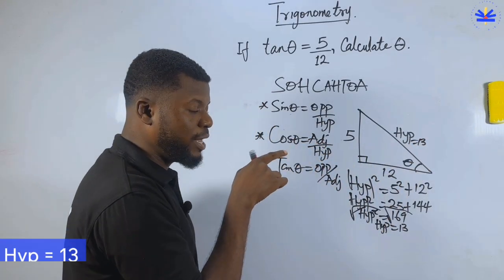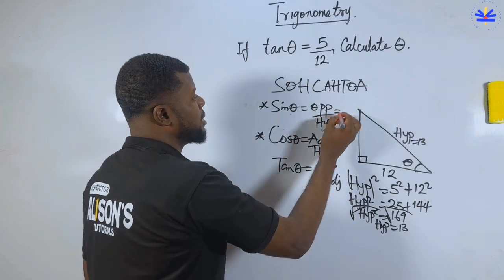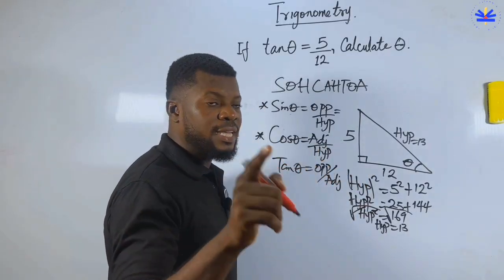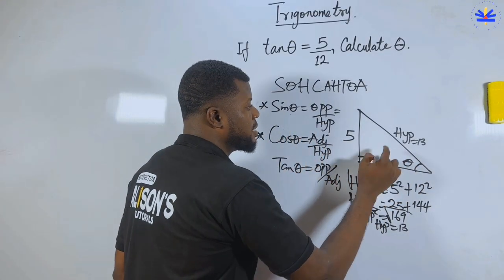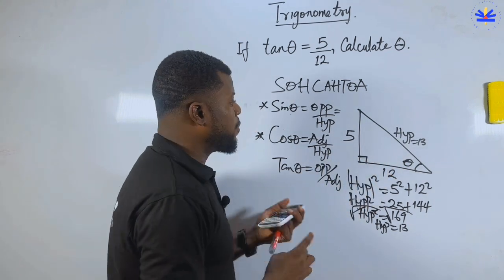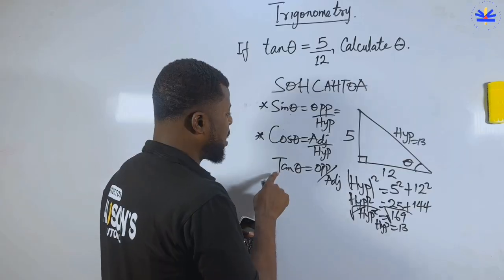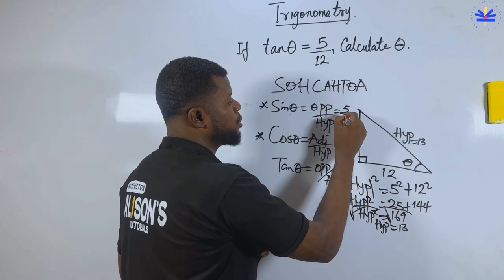With that value, you can now define this sine theta. What is your opposite? Opposite is 5. The side facing the angle theta is automatically opposite. The side facing this 90 degrees is your hypotenuse. Now, from all indication, you can see that the opposite is 5, just like we had here, divided by hypotenuse. We just found the hypotenuse to be 13.